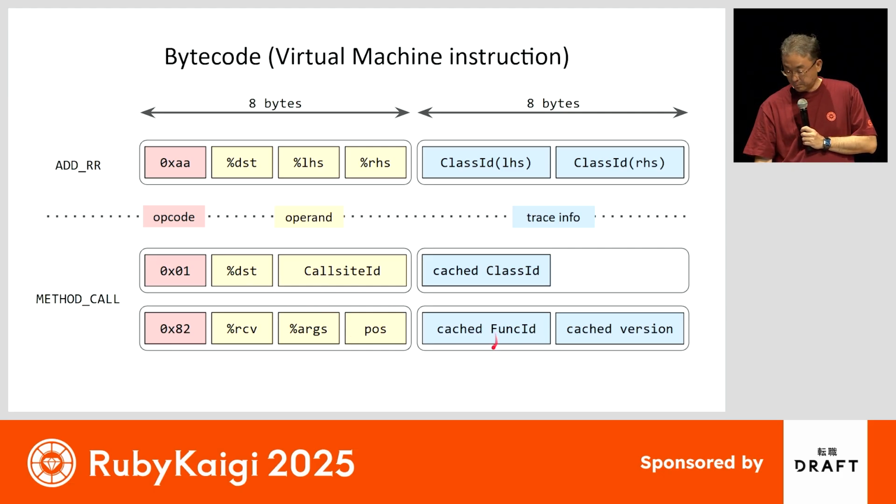So take a look at the blue part. There is trace information attached in the bytecodes. They are collected by the interpreter. So for the add instruction, there are the class IDs of the left-hand side and right-hand side. For a method call, there is the receiver's class and the method call and method version. So it means a kind of inline method cache. The class of the receiver and the ID of the callee method are stored there.